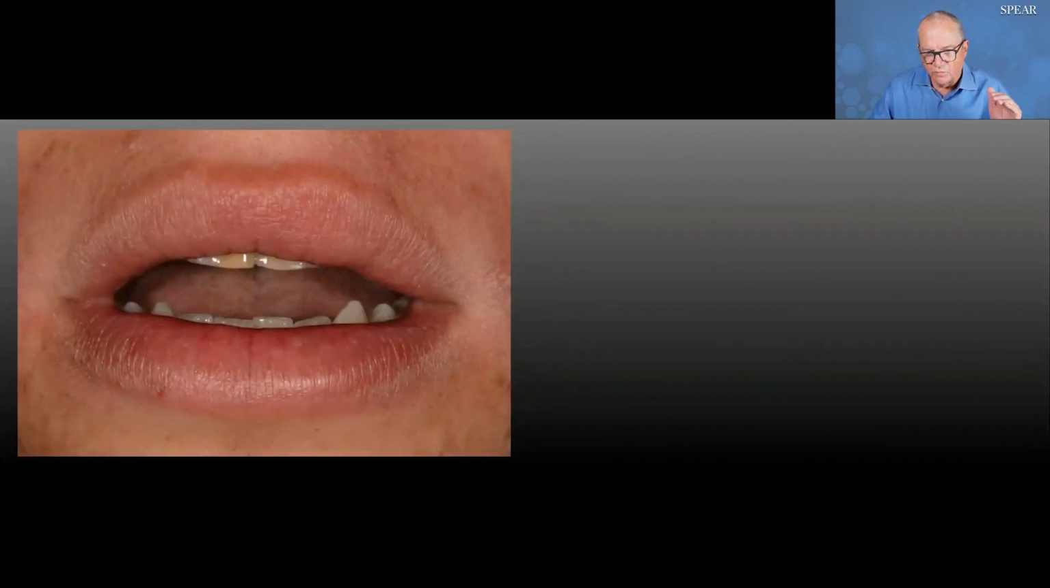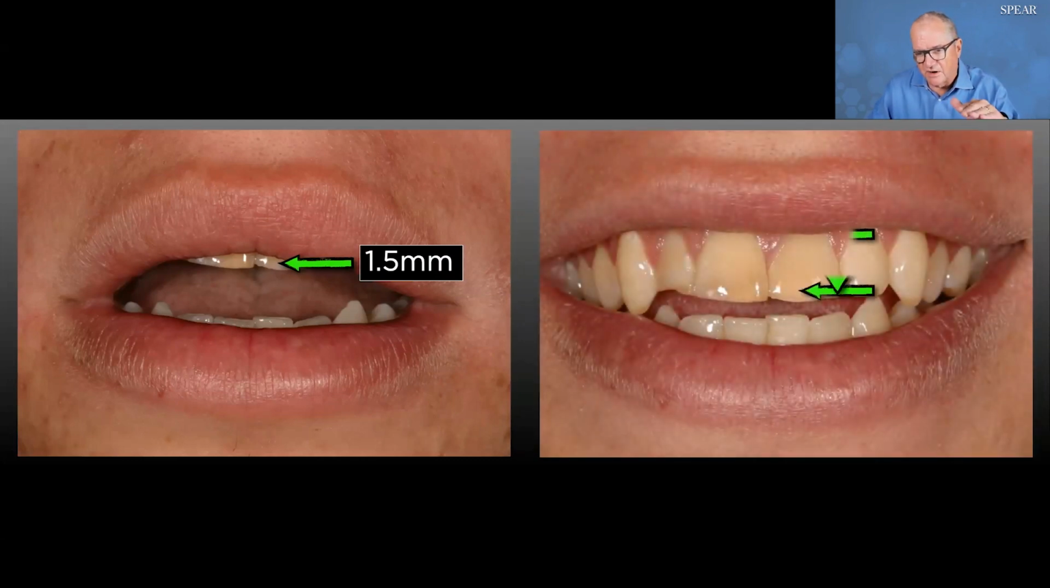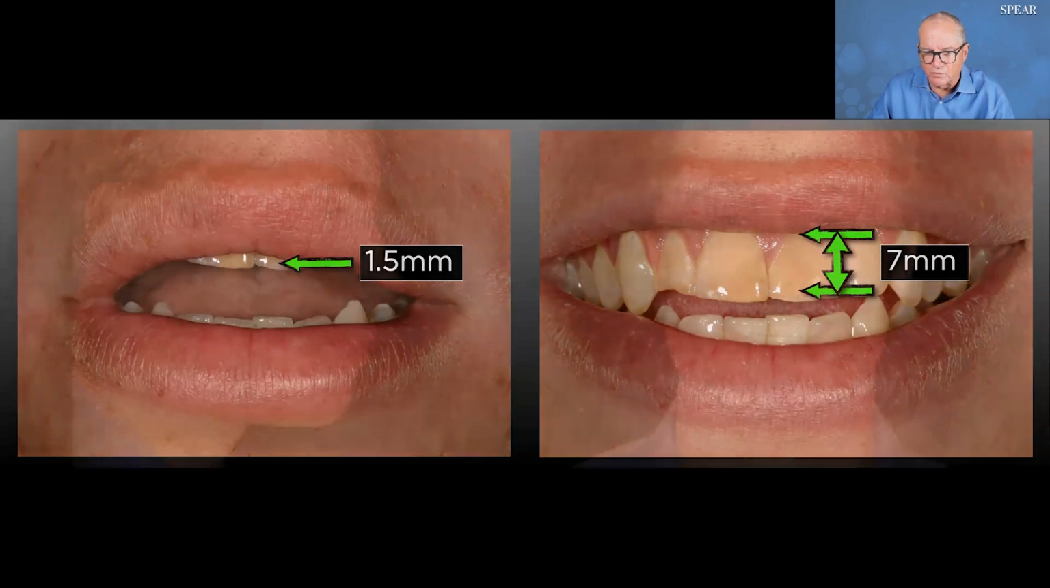And so where do we start? We start by identifying where are his maxillary centrals. Where should they be? So he shows 1.5 millimeters at rest. That's not terrible, but obviously has a reverse smile line. His lip mobility is normal. When we look at his face, his mid-face, lower face, and profile are normal. So it's not a skeletal issue.